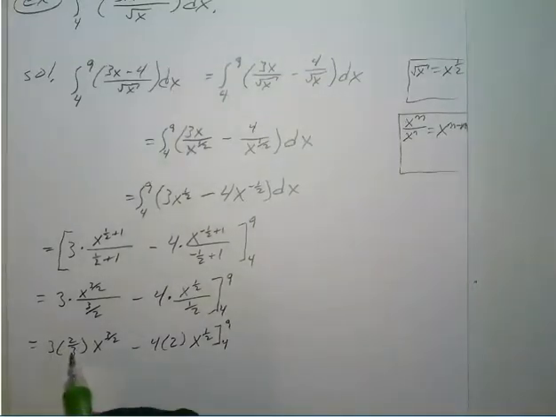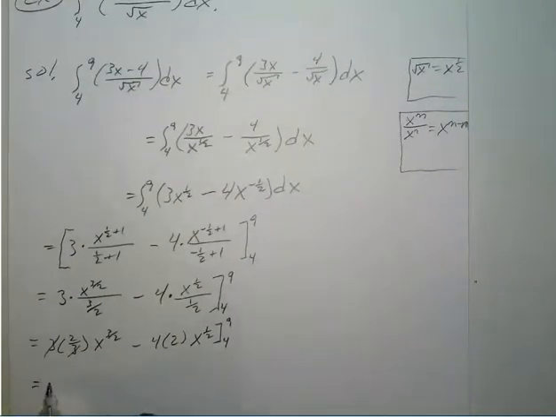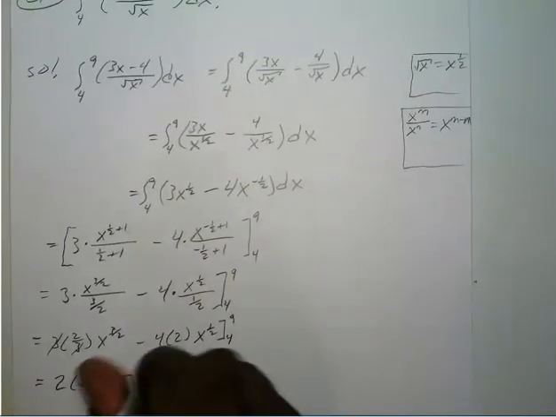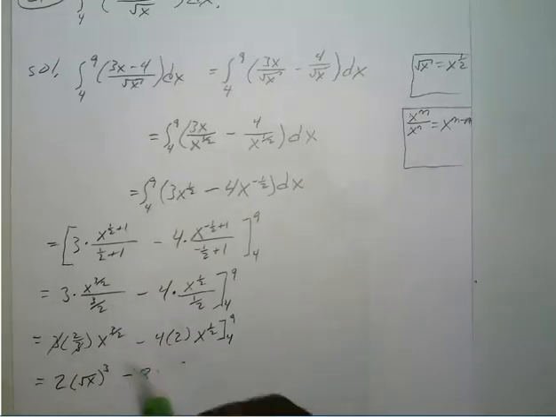Okay, so this 3 and this 3 will cancel each other out. So we end up with 2, and instead of x to the 3/2 power, we can rewrite that as square root of x to the 3rd power, minus 4 times 2 is 8, 8 x to the 1/2, we can just make that square root of x. And clean that up a little bit. And that's from 4 to 9.